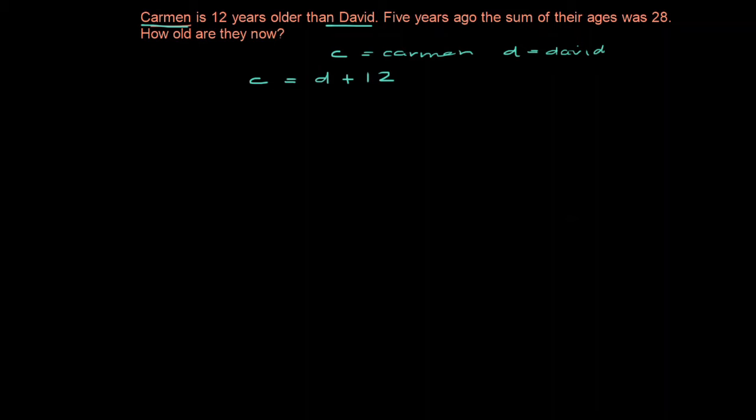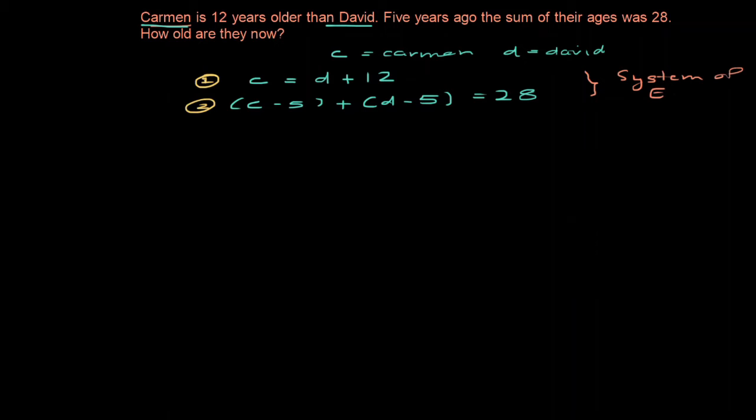And 5 years ago, the sum of their ages was 28, which means that C minus 5 plus D minus 5 was equal to 28. So these are now two separate equations: equation number 1, equation number 2. One of the common methods of solving equations with two unknowns, if you have two unknowns and two equations, is called a system of equations. If you have two unknowns and two equations, you can solve it.